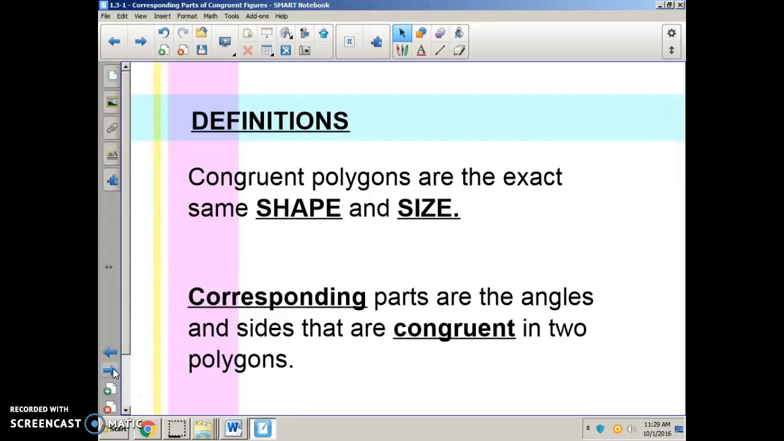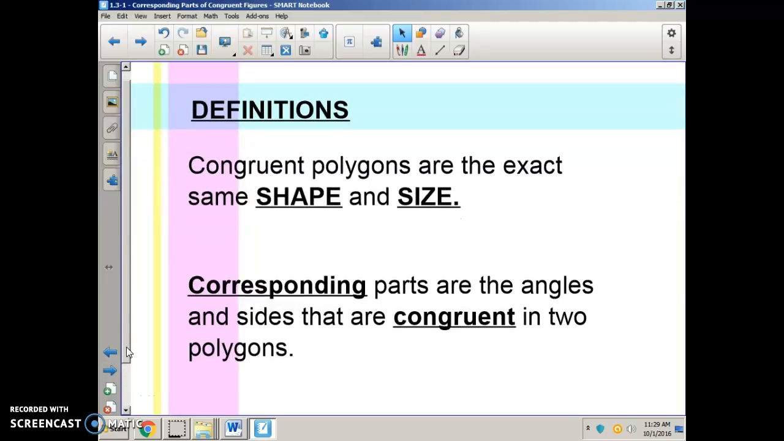Alright, this one you do need to copy down. These are your definitions for today. Congruent polygons have to be the exact same shape and size. Some of you probably already know that, because I remember that you told me about that before. Corresponding parts are the angles and sides that are congruent in both polygons. So go ahead and pause right here and fill in those on yours, and then I will progress to the next example.